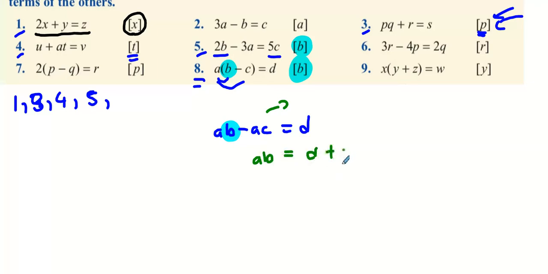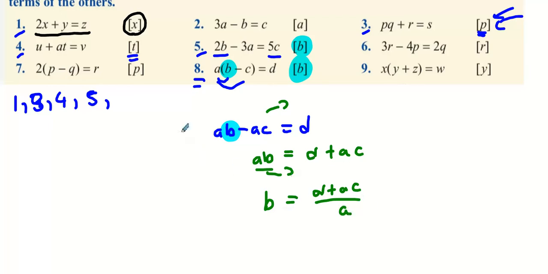AB equals D plus AC. A multiplied by B on the left. We don't want the A on the left, we just want the B only on the left. So it's multiplication of A on the left, which will make it division of A on the right. And there you go.